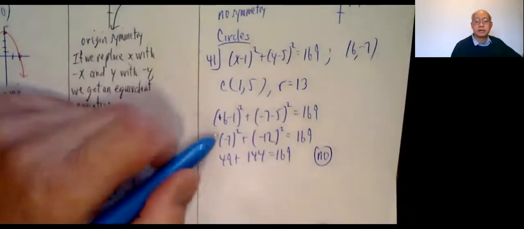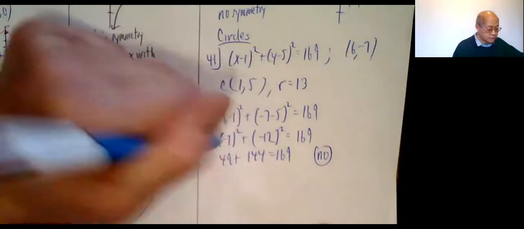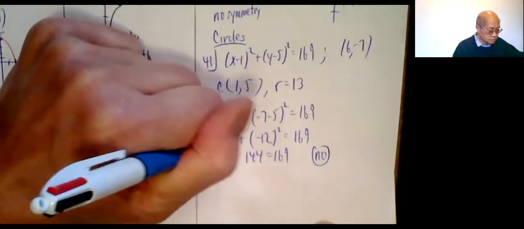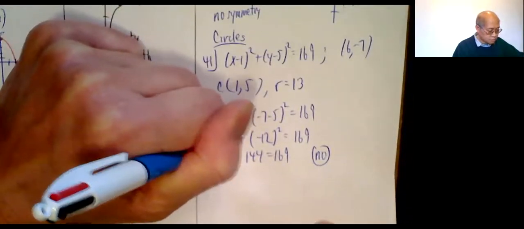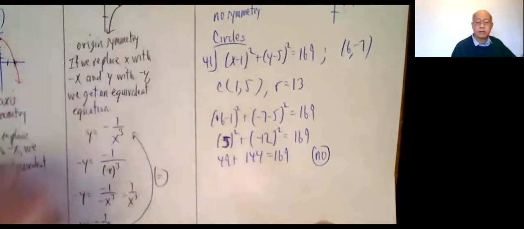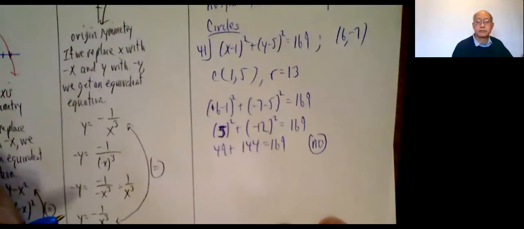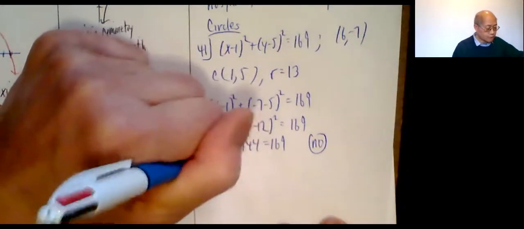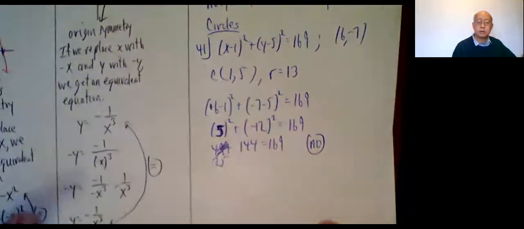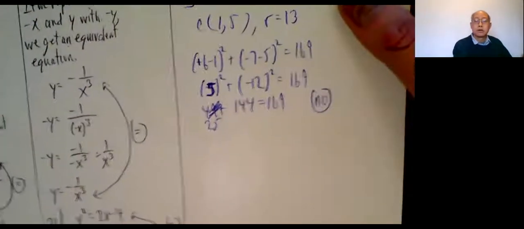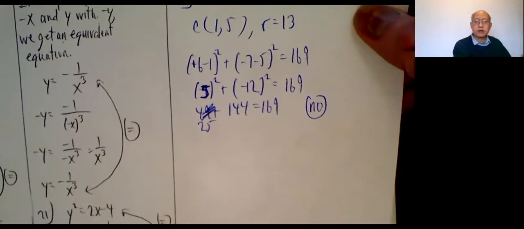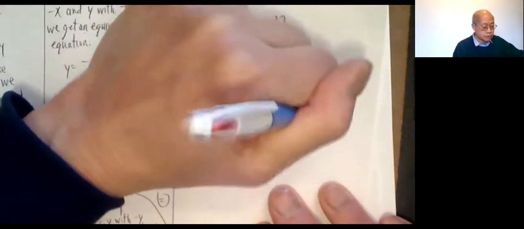All right, sorry. 6 minus 1 is 5. So that's a 5. 5 squared is 25. And 25 plus 144 is 169. So I couldn't be more wrong, I guess.